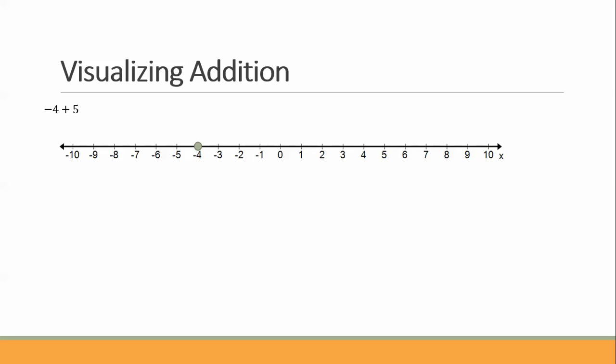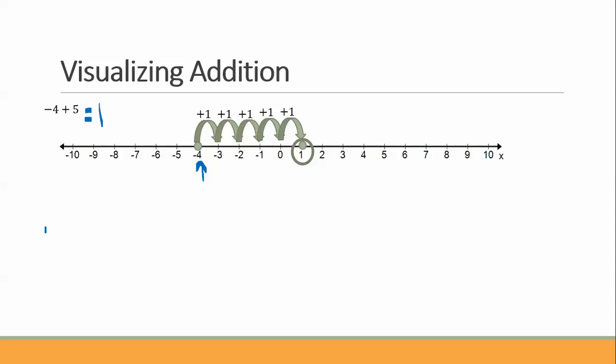Here's another problem. What happens when we start having negative numbers? Negative integers and positive integers are still like terms, so we can add them together. But here we have negative 4 plus 5. So we're going to start at negative 4, and we're going to add 5 to that. So 1, 2, 3, 4, 5, and we end up with negative 4 plus 5 is equal to positive 1.